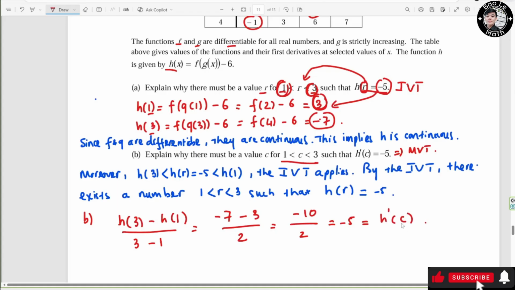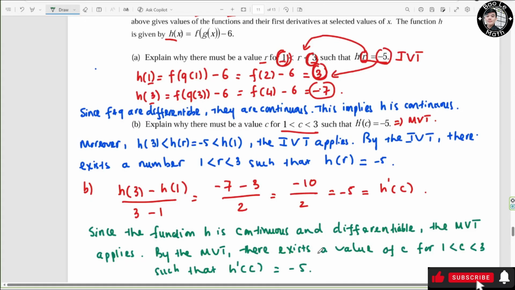So we need to say that since the function h is continuous and differentiable, the mean value theorem applies, right? So by the mean value theorem, there exists a value of c between 1 and 3 such that h prime of c equals negative 5, right?